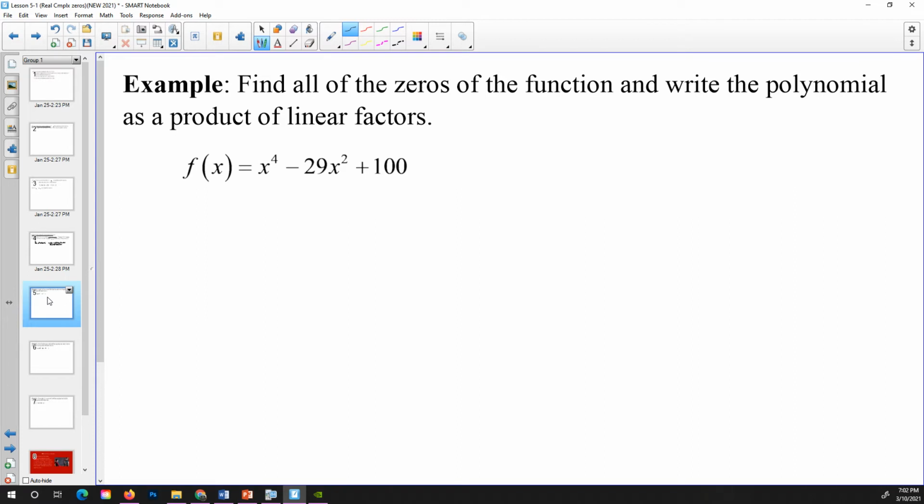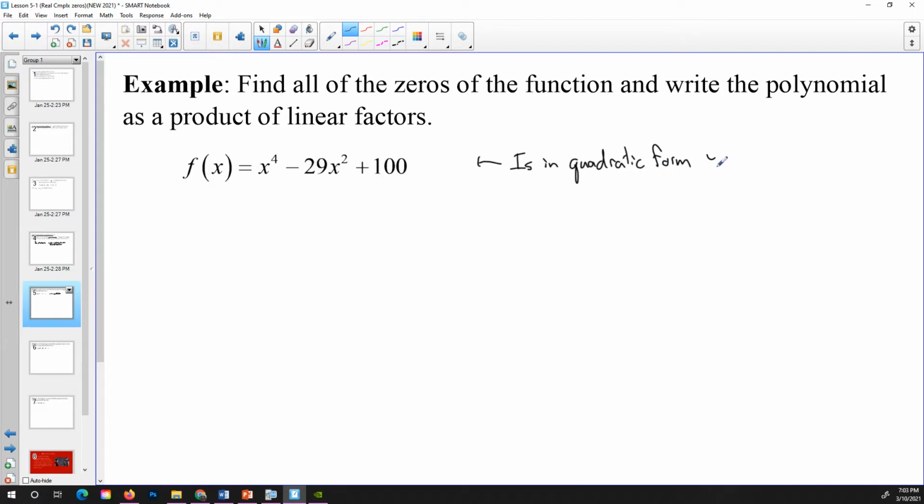Our first example, though, is to find all of the zeros of the function and then write the polynomial as a product of linear factors. We're actually going to do that backwards. We're going to find the product of linear factors first and then find the zeros. And the reason that we're going to do that is because this thing is in quadratic form.